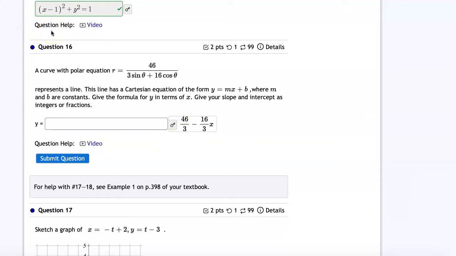And that is finally the end of the polar coordinates lecture. The next part of this lecture covers 8.6, which is parametric equations, so look for that lecture next.